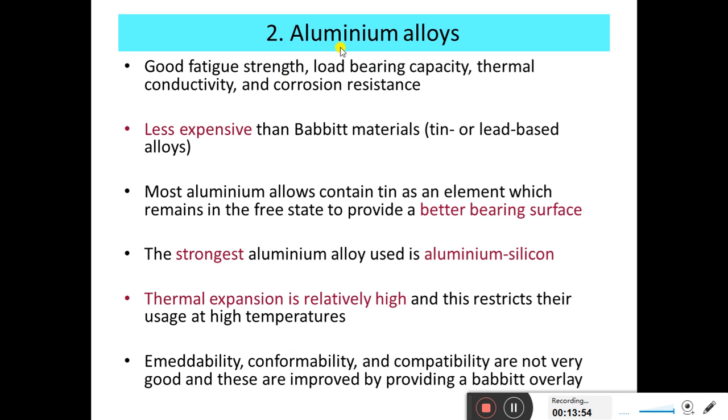Yes. Second, now we are discussing only pure metal based bearing materials. In the next class we will discuss non-metal bearing materials. So in this class we are going to discuss only metal based bearing materials. In that, the second important bearing material is aluminium alloys.